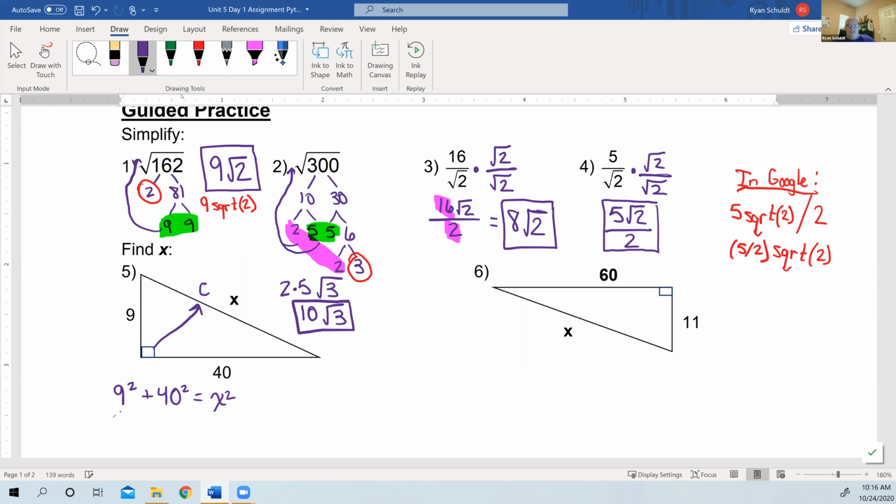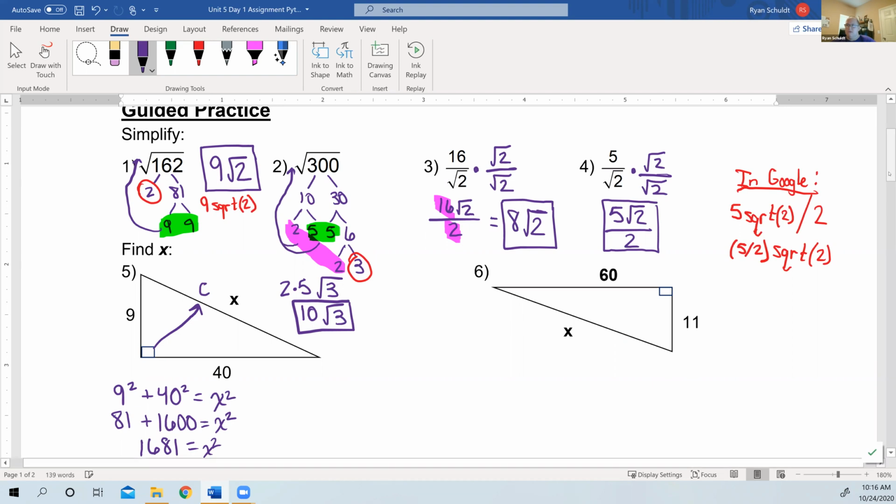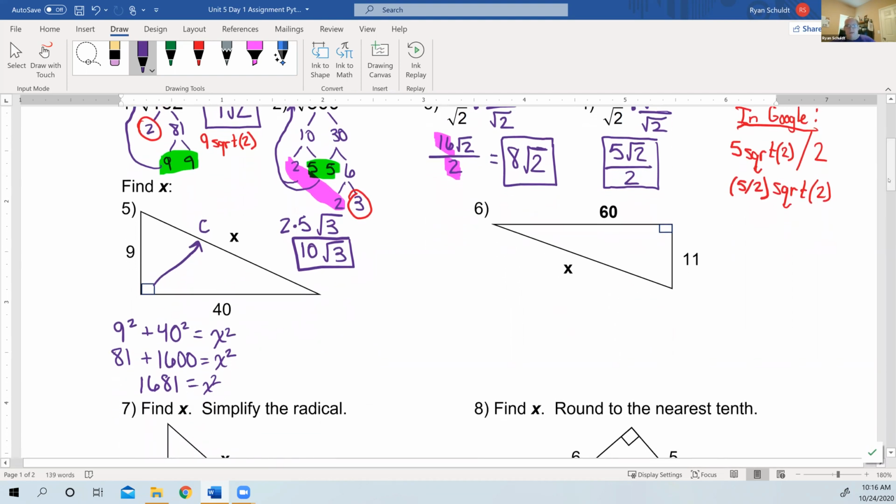So 9 squared is 81. 40 squared is 1600. So that's going to give us 1681 equals x squared. If I take the square root of each, I'll get that x equals, I think it is 41. Yep, x is 41.